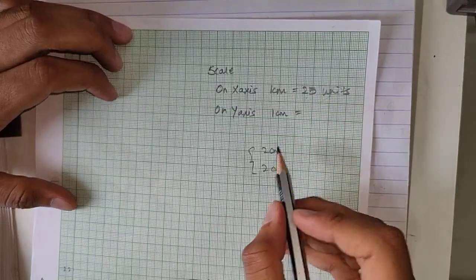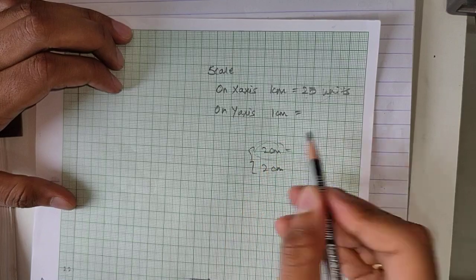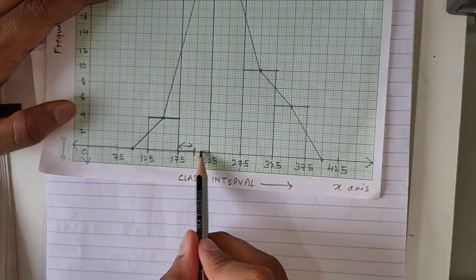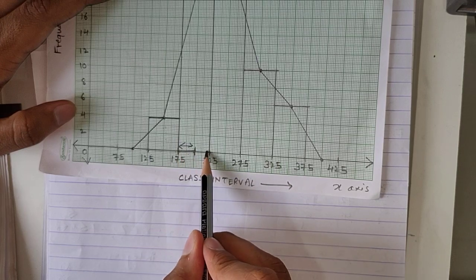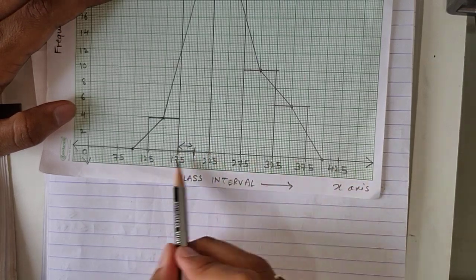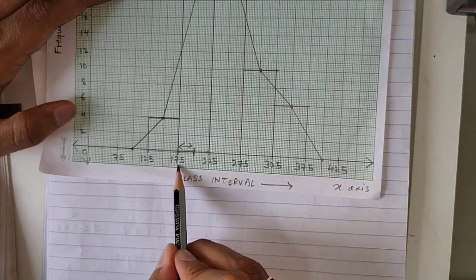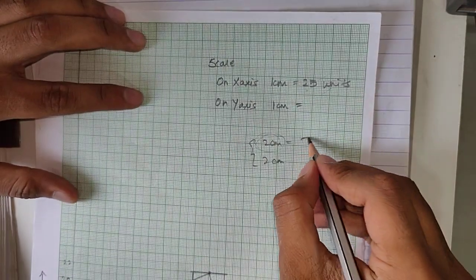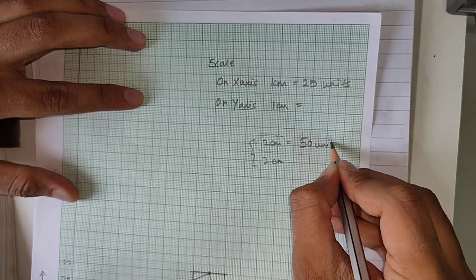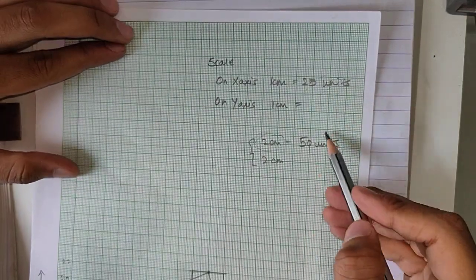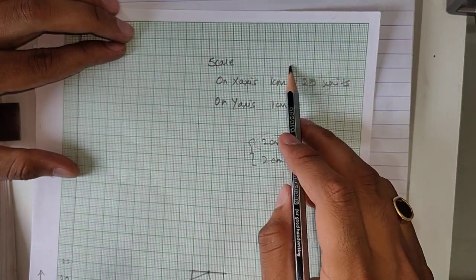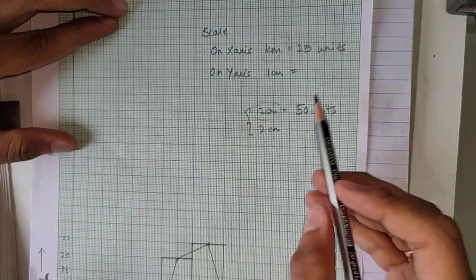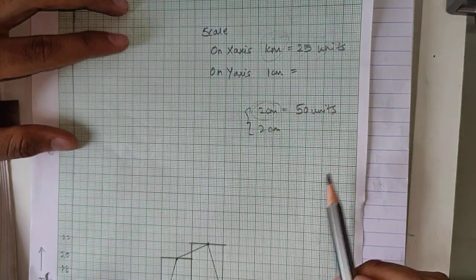But for those who are using 2 centimeter graph paper, you will take the reference of 2 centimeters. So this 2 centimeter on x-axis is 50 units, correct? So you will write 2 centimeter is 50 units. Understood? Both mean the same. But just for 1 centimeter graph papers, you have to write it as 1 centimeter is equal to this. And for 2 centimeter, you have to write it like this.